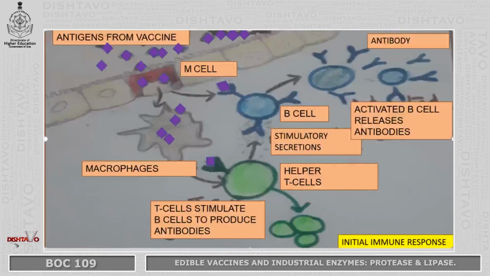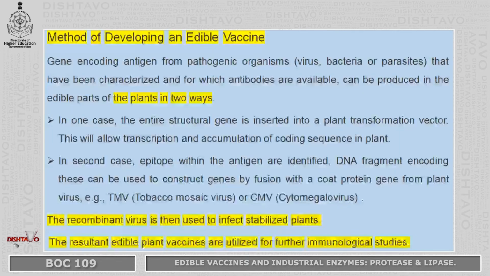You can see this in this diagram. Here we see the antigens from the vaccine near the Peyer's patches. They enter the M cell. The M cell passes them to macrophages and B cells simultaneously. The macrophages pass them to the T cells, which stimulate the B cells to produce antibodies. The activated B cell starts releasing the antibodies and the immune response starts. So, that is the initial immune response.